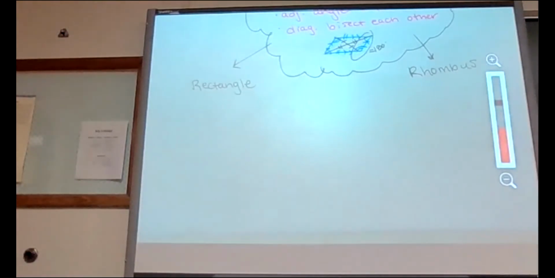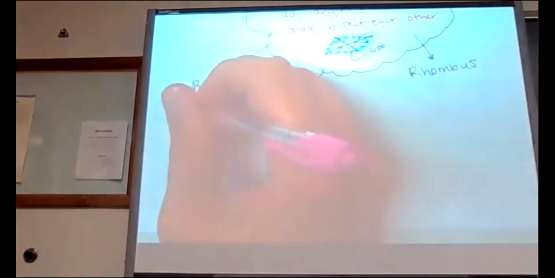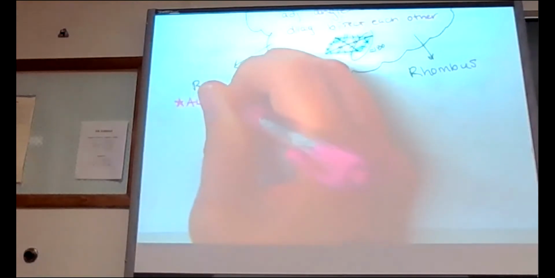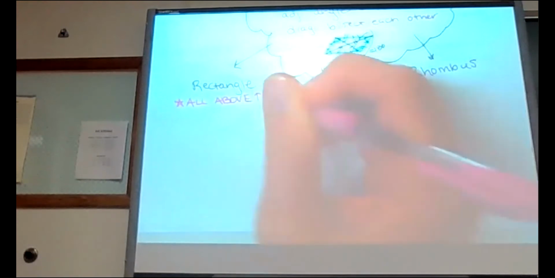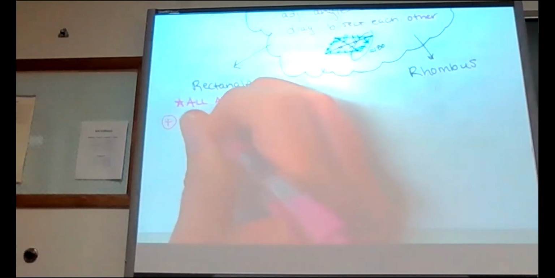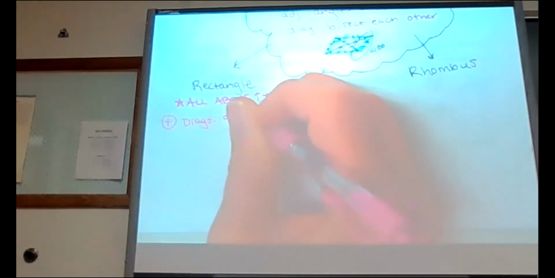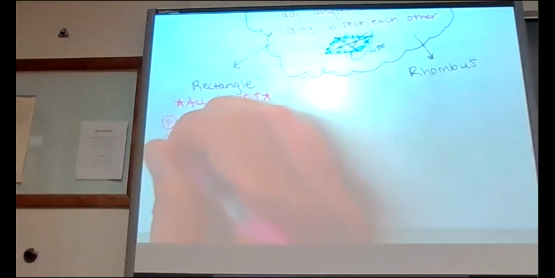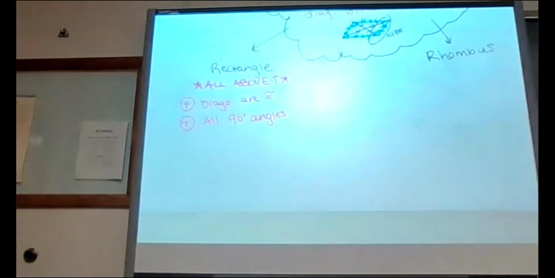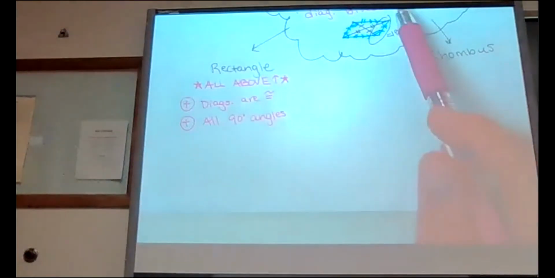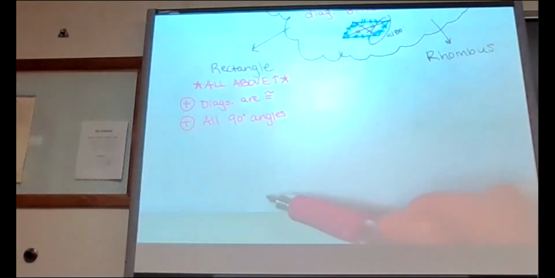Now, first thing I'm going to write here is that all of the above properties, right? Everything above is true. Plus the diagonals are congruent. Plus we have all 90-degree angles in the corners of our rectangle. Okay, everything up here plus this. These are the add-ins.